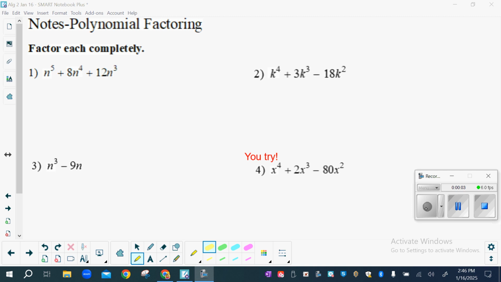Okay, so number one, how would we factor that? Some of the stuff that we did last semester is coming back. Factoring comes up over and over again. N to the third. N cubed. Very good. Why n to the third?